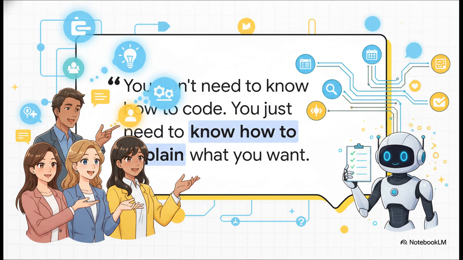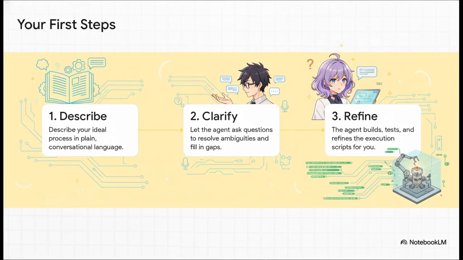And here is without a doubt the most empowering part of this whole thing. You do not need to be a programmer to do this. You don't need to know how to code at all. You just need to know how to clearly explain the process you want to automate, just like you would to a person. So getting started is actually super easy. Step 1, you just describe your process. Just write it out. Generate the weekly sales report and email it to the leadership team. Then the agent will come back to you with clarifying questions like, hey, which specific numbers should I include? Or who's on that leadership email list? And from that simple conversation, the agent goes and builds, tests, and refines all the necessary code for you. You provide the what, and the agent figures out the how.